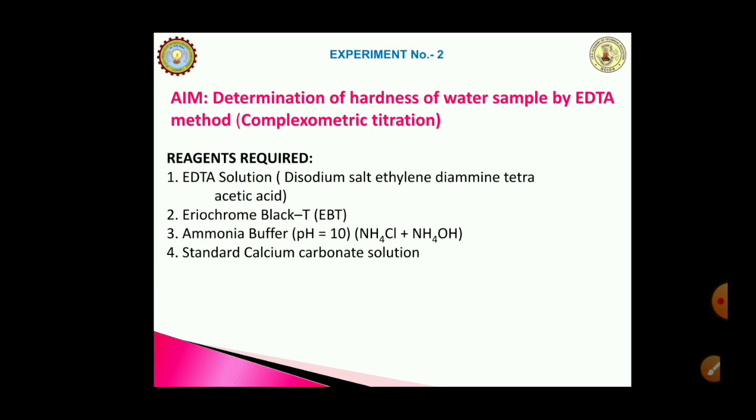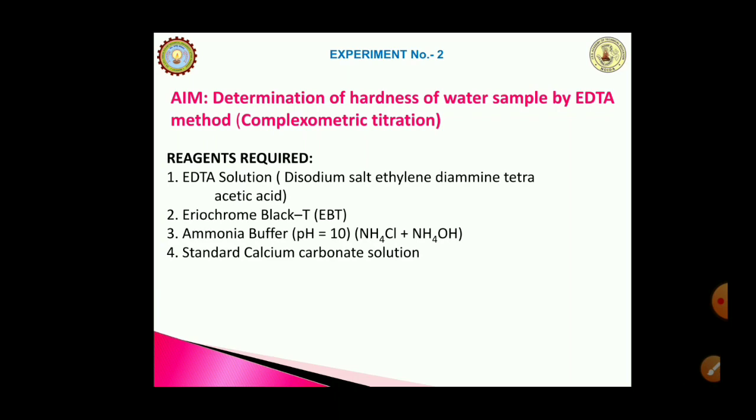Hardness of water is that characteristic which prevents the lathering of soap, or we can say that it is the soap consuming capacity of water. It is due to the presence of dissolved salts of mainly calcium and magnesium along with other heavy metals in water. Hardness is of two types, temporary and permanent.